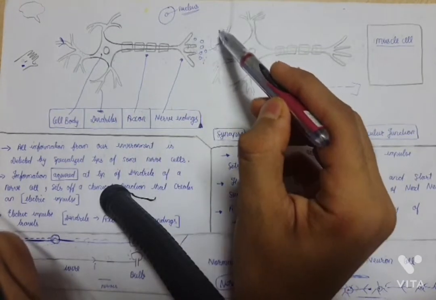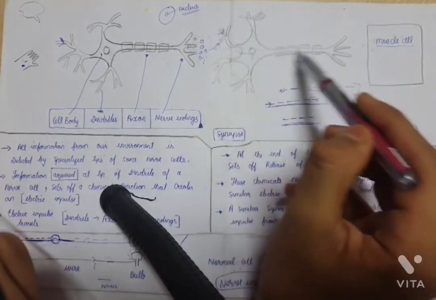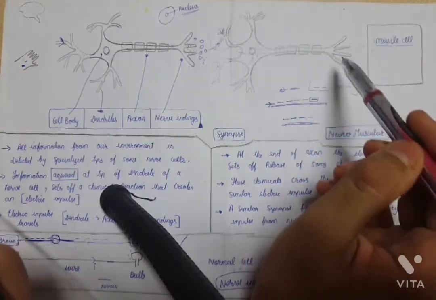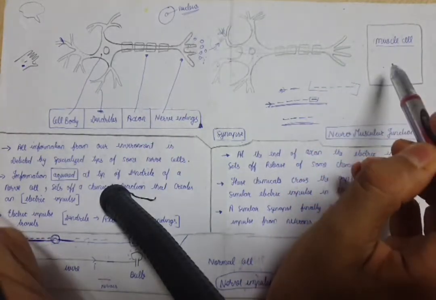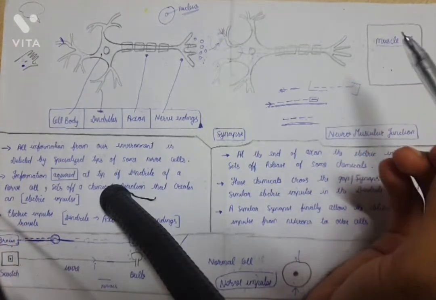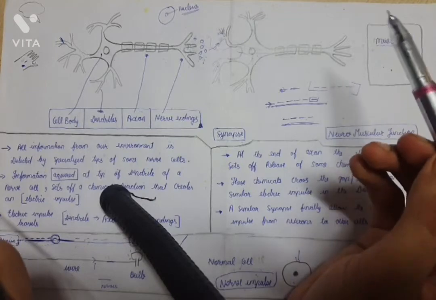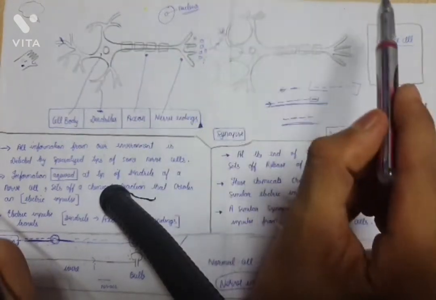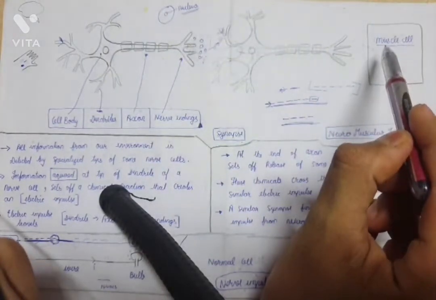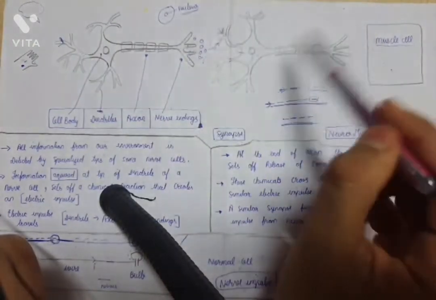The same occurs here, and it travels through this neuron, and many neurons like this are connected, and at the last there is a muscle cell. Now which muscle will it be? It can be anything. It can be a muscle of the hand, it can be a muscle of the leg, any muscle which the brain wants to move. If the brain wants to move the hand, it will be the muscle of the hand. We all know that the brain controls everything.